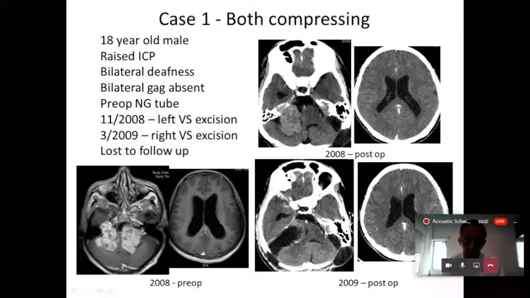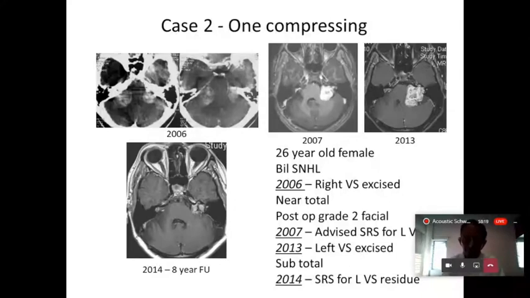The second case is a 26-year-old female with bilateral sensory neural hearing loss, and the right-sided tumor being larger. We operated on that, removed that, and advised stereotactic radiosurgery for the left-sided tumor, but she did not come back for follow-up, came back to us after 6 years. The tumor has increased in size, and therefore we had to operate on this. We operated on that, left that small residue, gave stereotactic radiosurgery, and this is the follow-up in 2014, a year after radiosurgery.